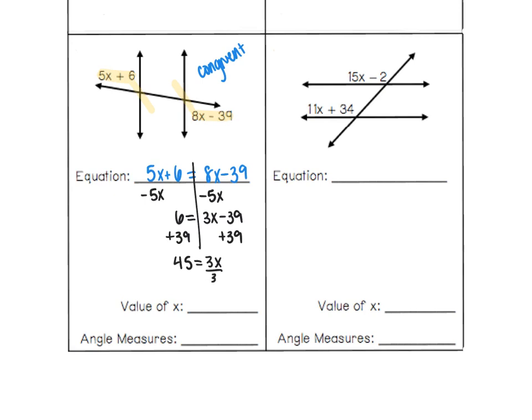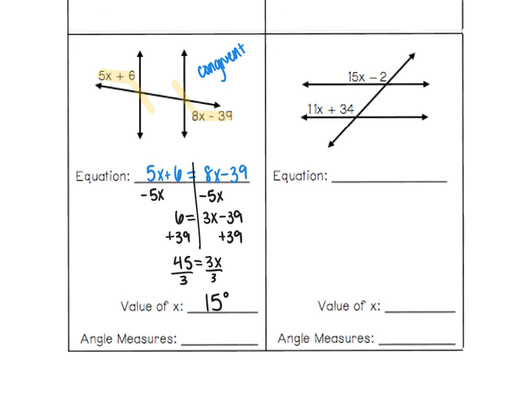And I would divide by 3. So I get a final answer of x equals 15 degrees. If you notice, I have something new on these bottom questions that says angle measures. So what you're doing here is figuring out, okay, if x equals 15, what does the angle have to be?